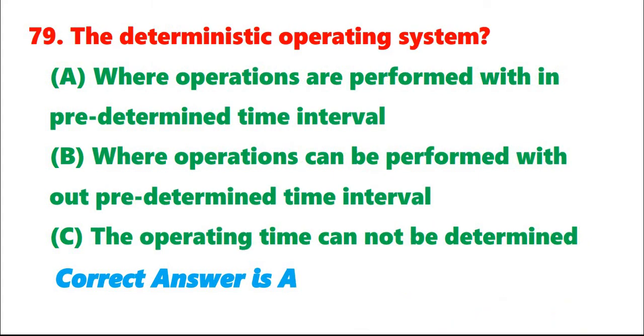79. The deterministic operating system: A. Where operations are performed within predetermined time interval, B. Where operations can be performed without predetermined time interval, C. The operating time cannot be determined. Correct answer is A.